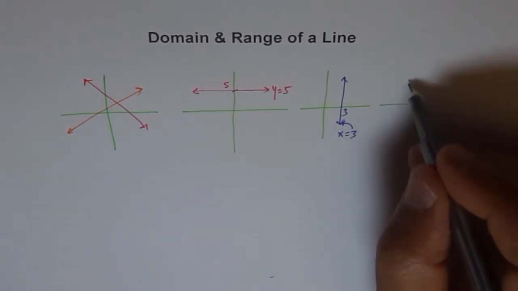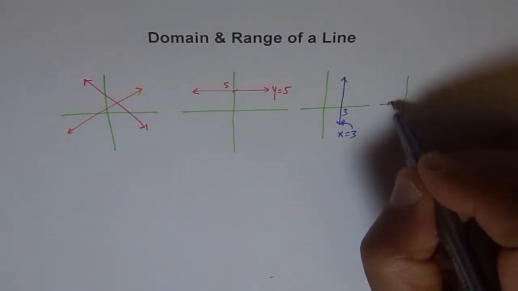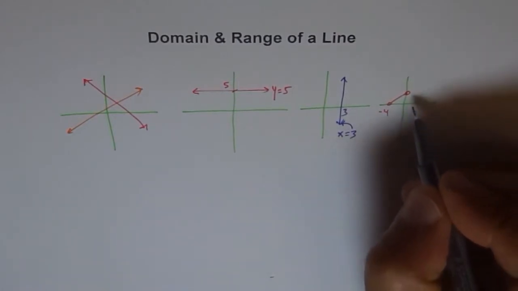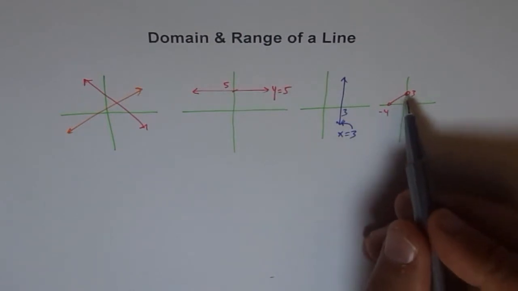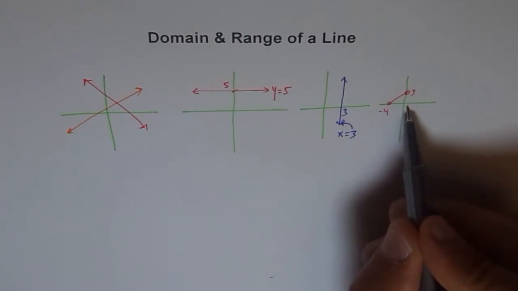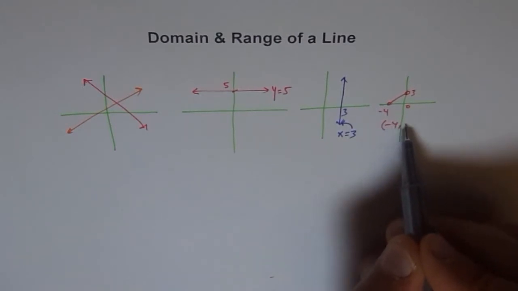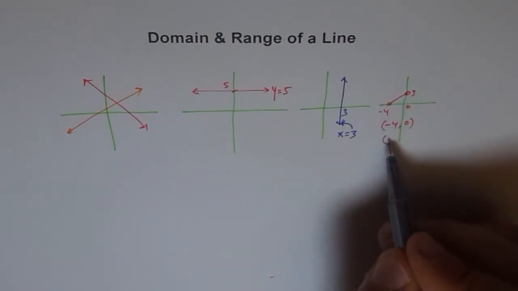At times we may be talking about line segments. Let me introduce a line segment here, going from here to here. Let's say this point is minus 4 and this point is 3. In that case, what is the domain and range of this line segment? For the line segment, the domain is from minus 4 to 0, without including those points, and the range is from 0 to 3.